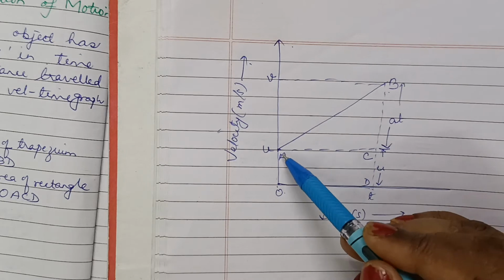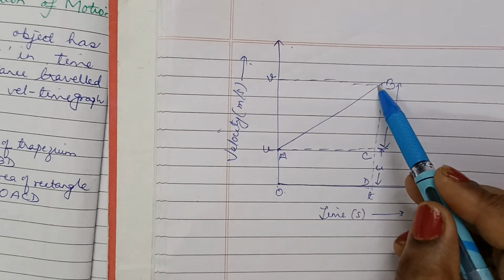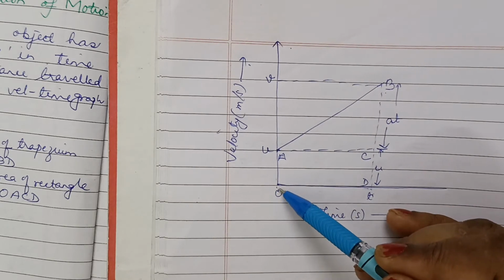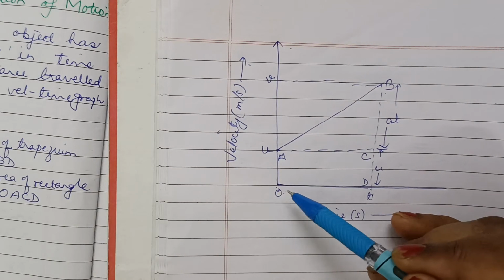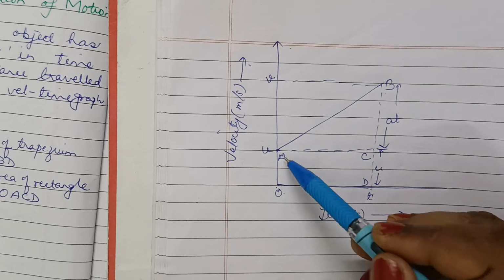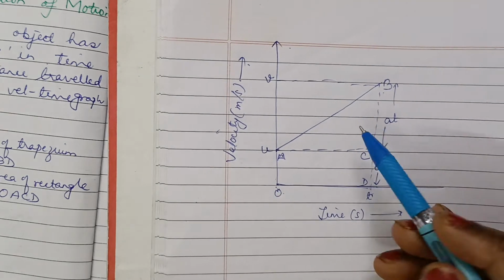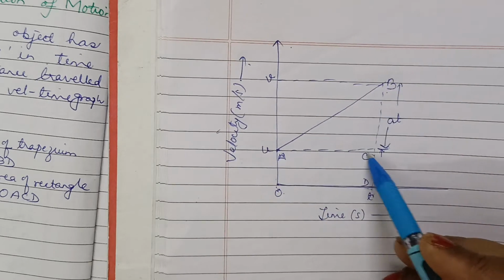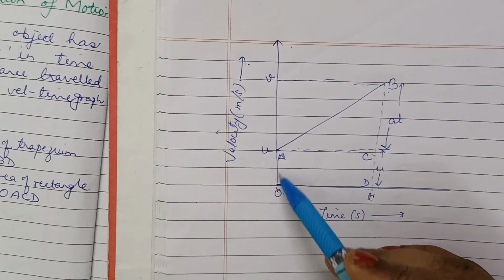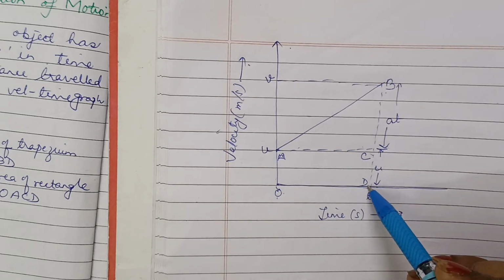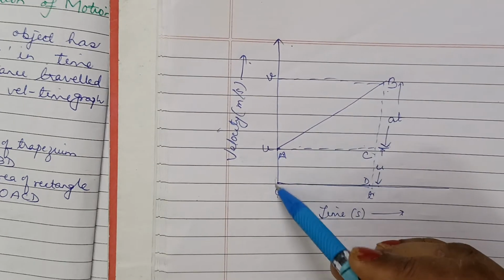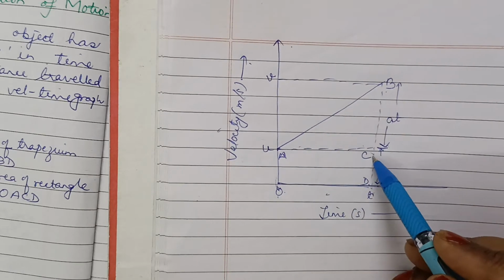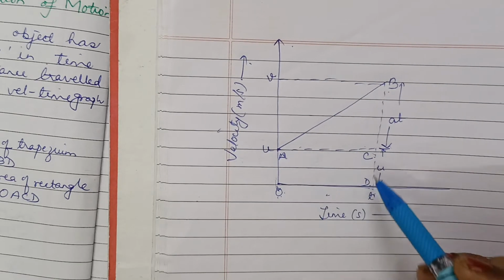That is area of trapezium OABD. Try to understand it properly. Distance traveled is equal to area of trapezium OABD. Now, what is this area of trapezium? This is equal to area of triangle ABC plus area of rectangle OACD, isn't it? These two. So we will just add it. Area of triangle ABC plus area of rectangle OACD.